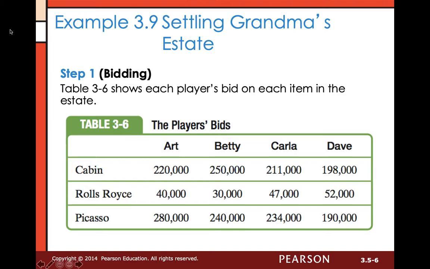Okay, so once they've been handed in, here are the players' bids for the three items. You can see that the cabin was bid anywhere from $198,000 to $250,000. The Rolls Royce anywhere from $30,000 to $52,000, and the Picasso painting anywhere from $190,000 up to $280,000.